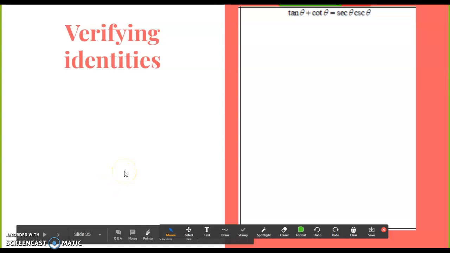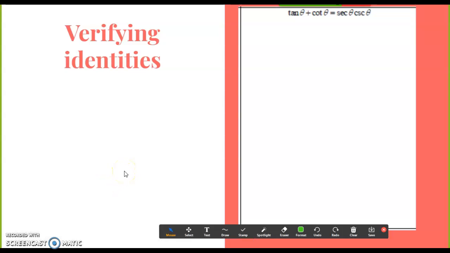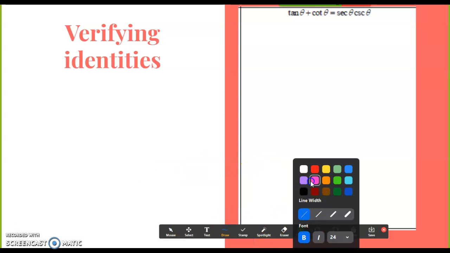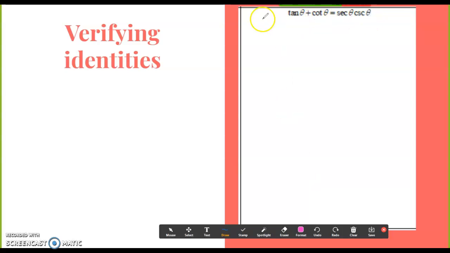All right, guys, we have to verify that the tangent of theta plus the cotangent of theta is equal to the secant of theta times the cosecant of theta. And I have nothing. Looking at this, nothing. So I'm going to go ahead and just rewrite everything in terms of sines and cosines.